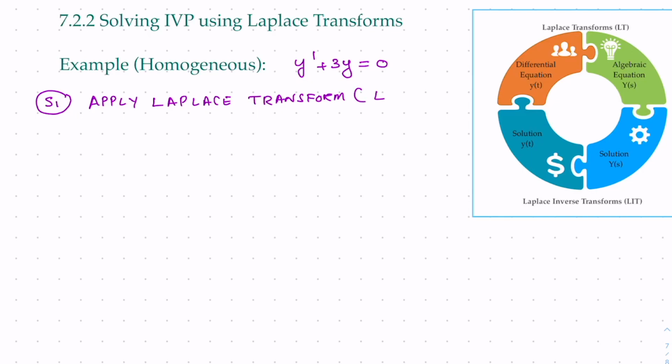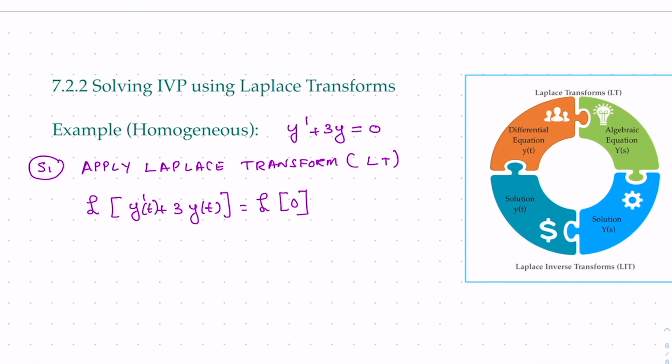If I do that, then I'm going to have the Laplace of y prime as a function of t plus 3y as a function of t, equals Laplace of 0. And by the way, Laplace of 0 is 0 because it's a linear operator.